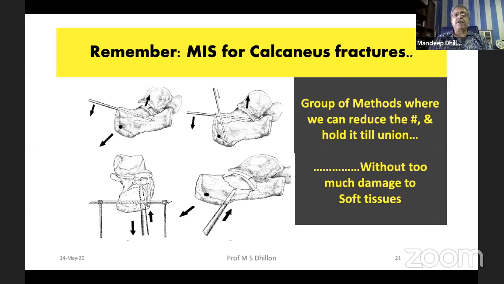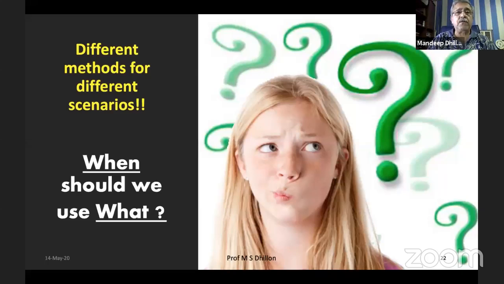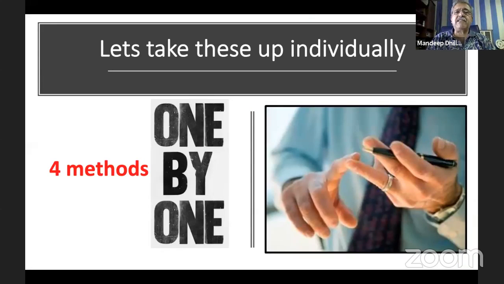So remember, MIS for calcaneus fractures is not one treatment. It is a group of methods where you reduce the fracture, hold it till it unites without damaging the soft tissue. That is what MIS is all about. And then if there are many methods for different scenarios, we should know what to use, where, and why. So let's take this up individually, and I'll talk about only 4 methods.